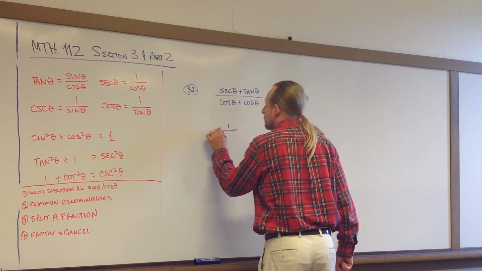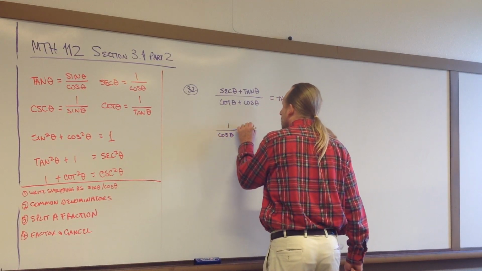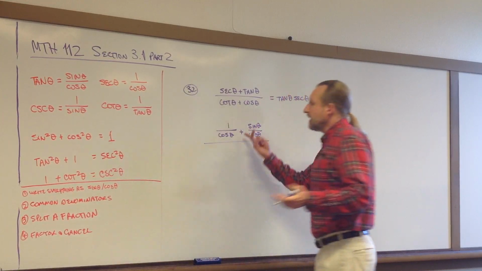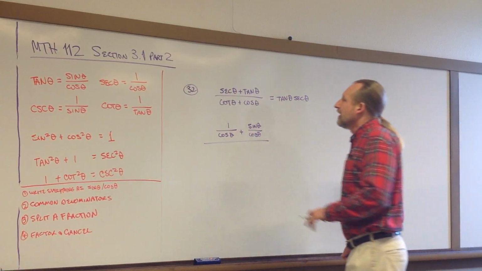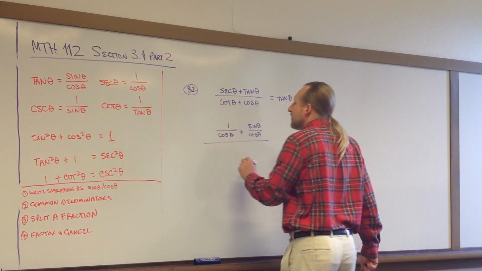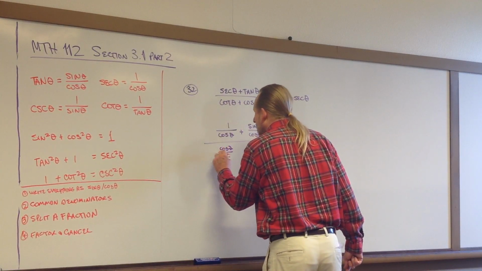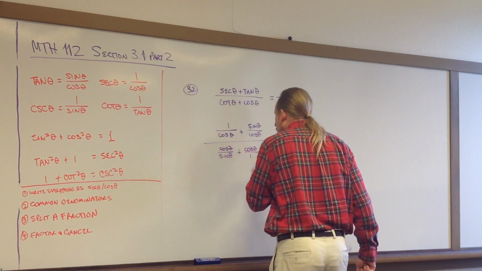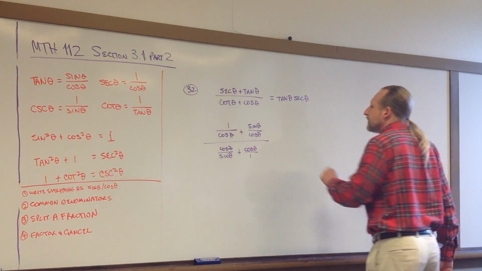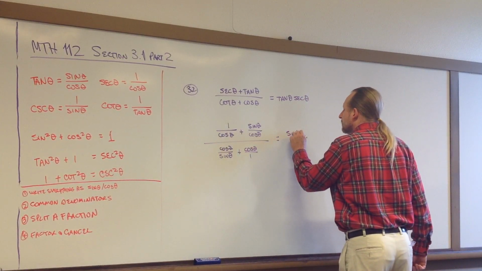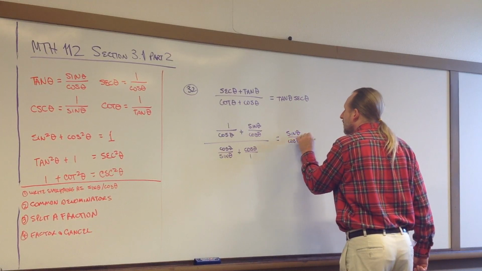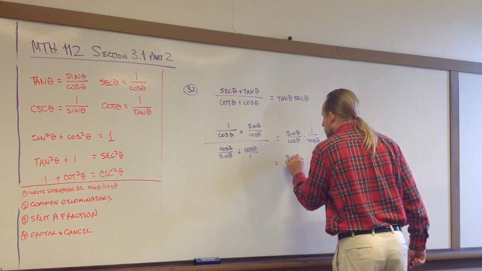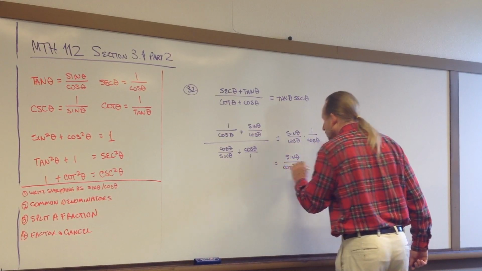So the secant is 1 over the cosine. Tangent is sine over cosine. Look at that. We've got a common denominator. We don't even have to do anything. Let's see here. On the bottom, though, we've got cosine over sine plus cosine over 1. So we will need to work with that bottom piece. Here, this is sine over cosine times 1 over cosine. So this is where we're headed. Sine theta over cosine squared theta.